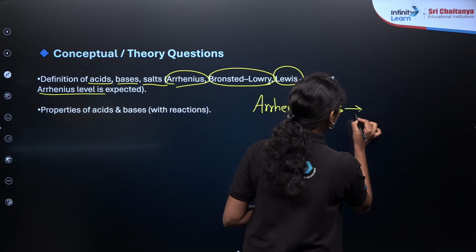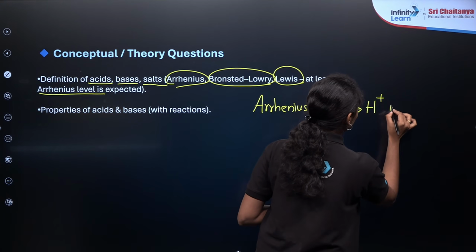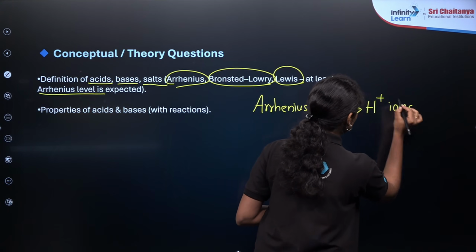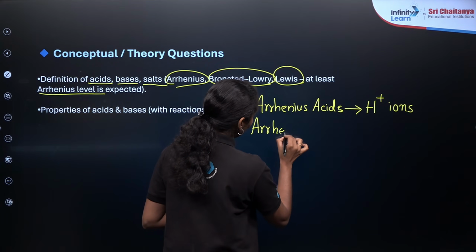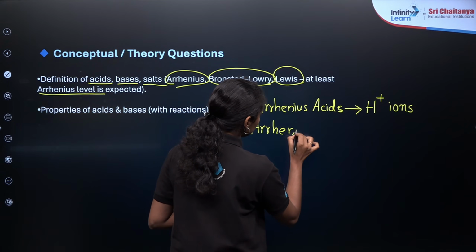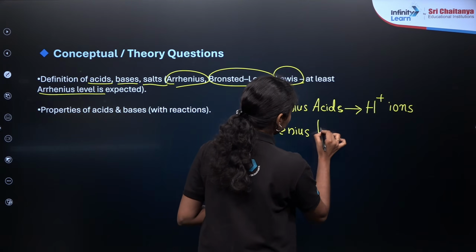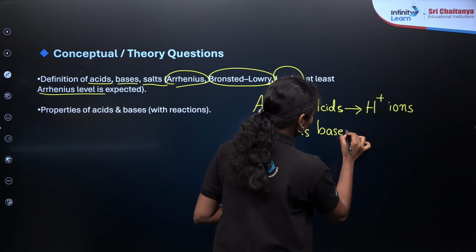When dissolved in water, they form H plus ions. These are the Arrhenius acids. Similarly, if they are dissolved in water and provide OH minus ions, or hydroxyl ions, these are known as the Arrhenius bases. There are more examples given in our textbook.